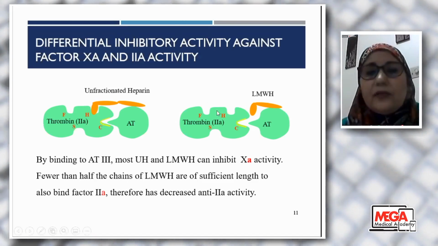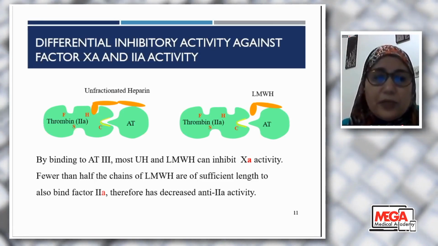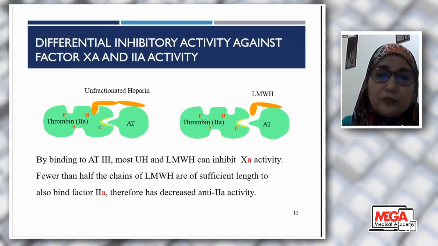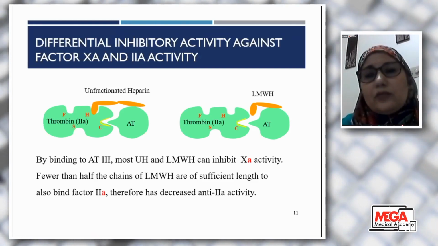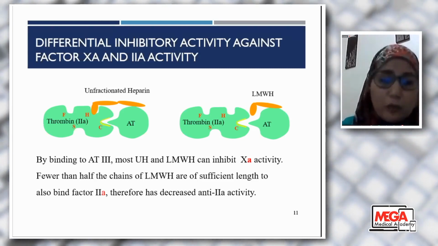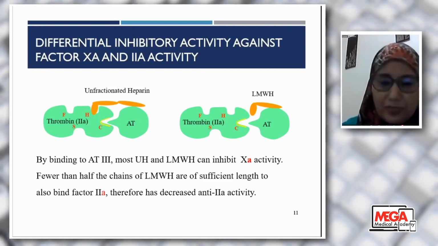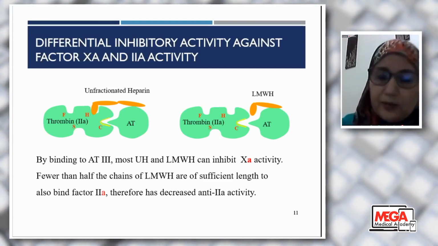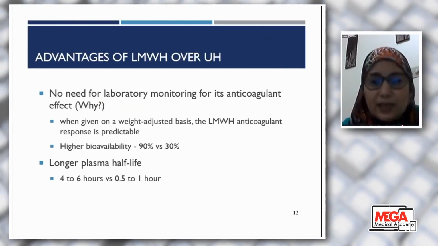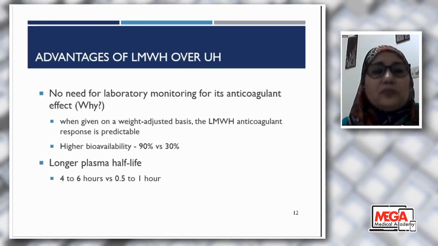On the other hand, the low molecular weight heparin chain is shorter. More than 50% of the compound is of short length, so it will not cover both the antithrombin and thrombin, so it will suppress thrombin only to a limited ratio. This is the explanation why there is a difference in the action between the two drugs. Okay, this is a brief on the heparin.